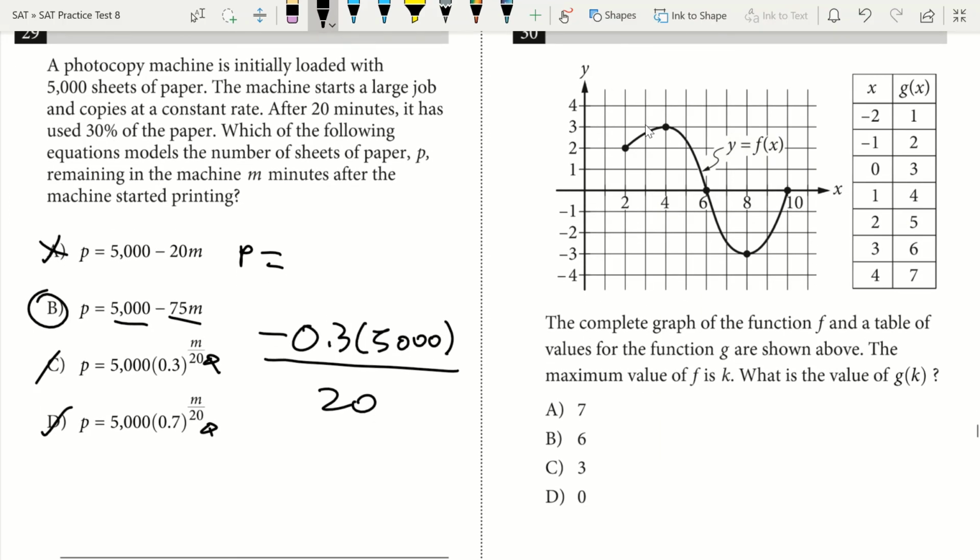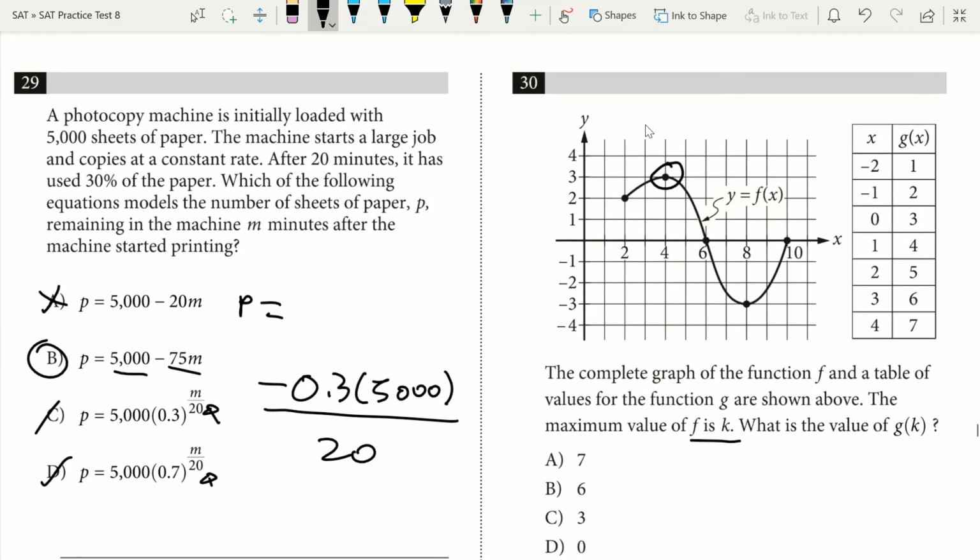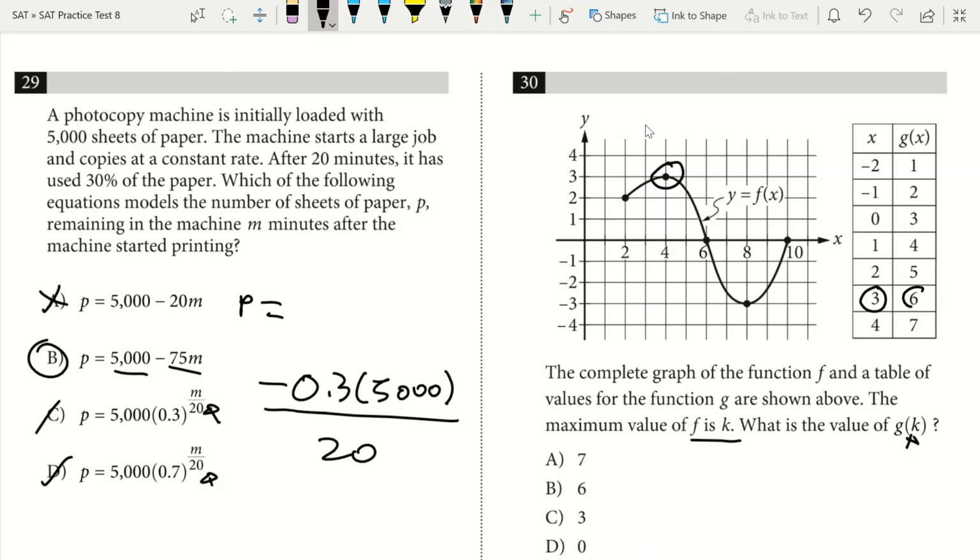Problem 30. The complete graph of the function f and a table of values for the function g are shown above. The maximum value of f is k. What is the value of g of k? All right, well, the maximum value of f I see is going to be right here. So the maximum value of f is 3. So I plug in 3 into my equation on the right for g of x. G of k means I'm putting in 3 for x, and I see I get 6. So my answer there is going to be B.